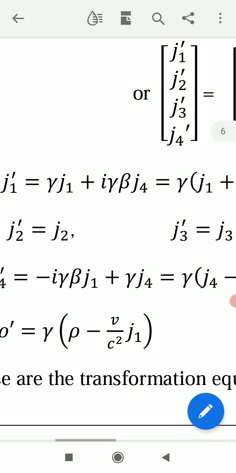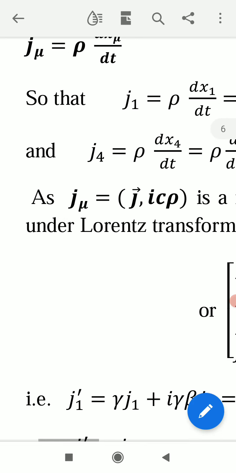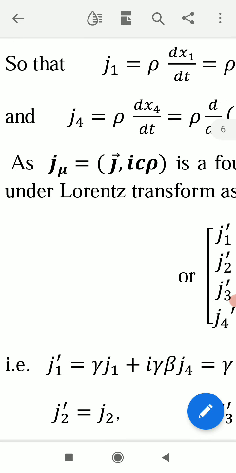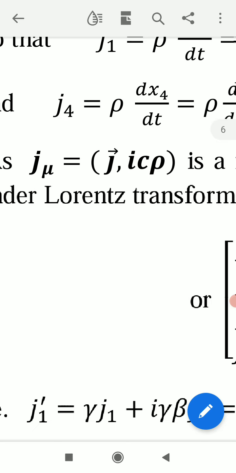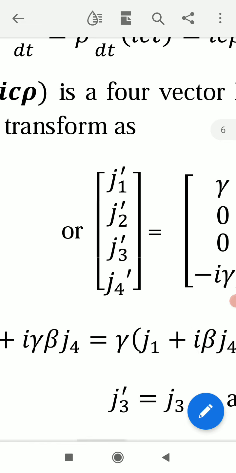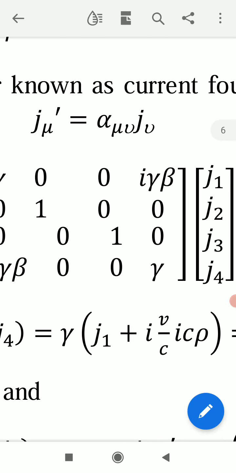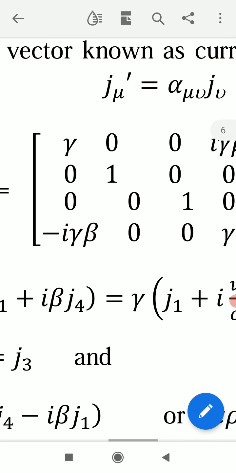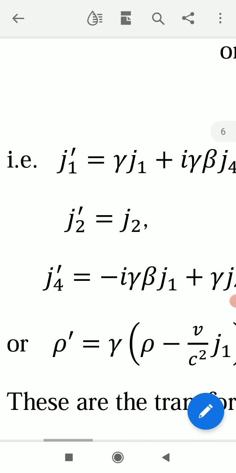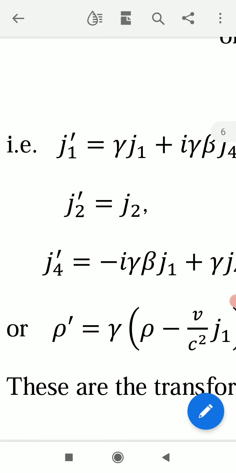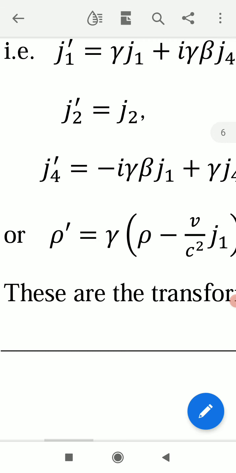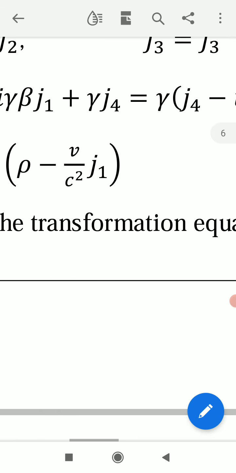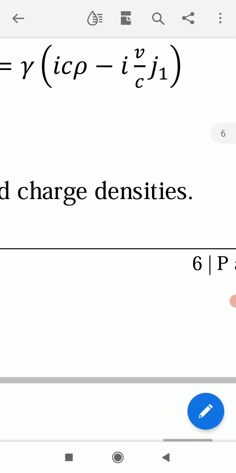So we have this current 4 vector J mu having 4 components. 3 components are in this J vector and the fourth component is IC rho. And as it is a 4 vector, it transforms under Lorentz transformation by this relation J mu dash equal to alpha mu nu J nu, and then we can find these 4 relations for J1 dash, J2 dash, J3 dash and J4 dash, and these are the transformation equations for current and charge densities.